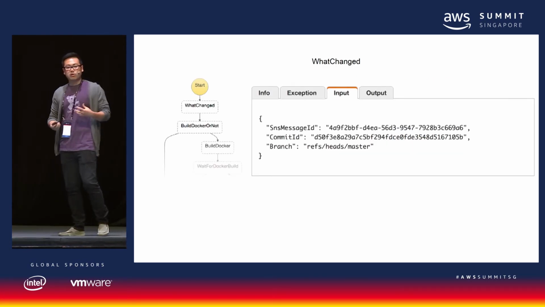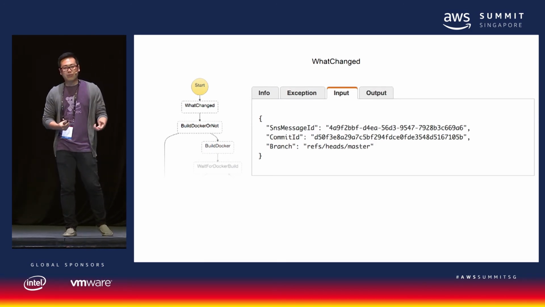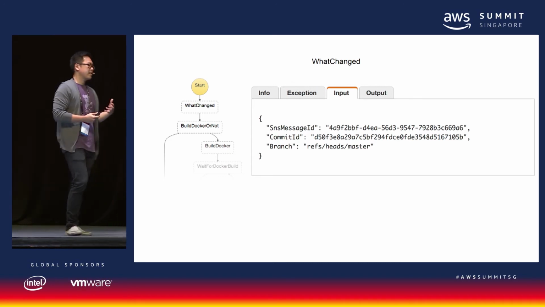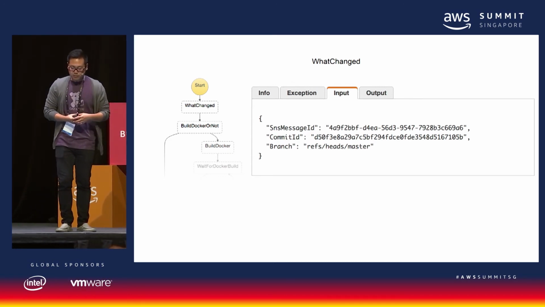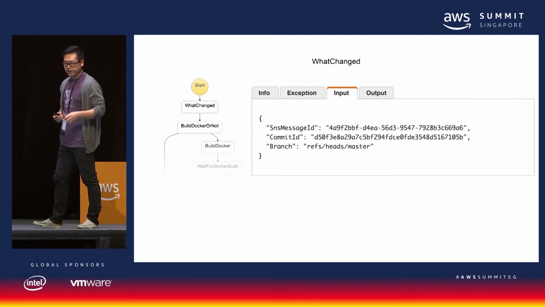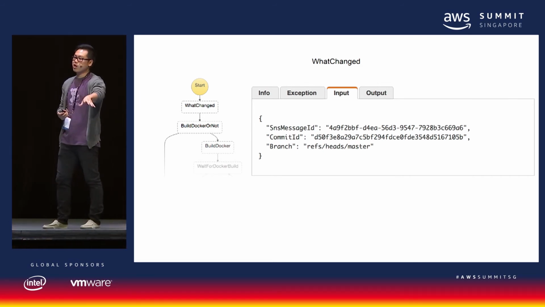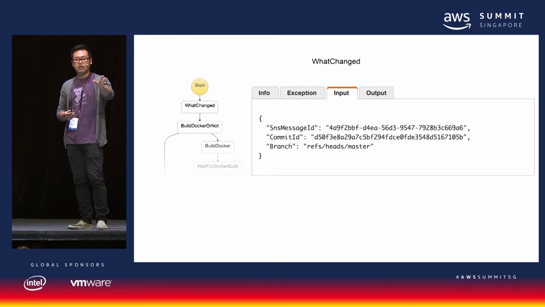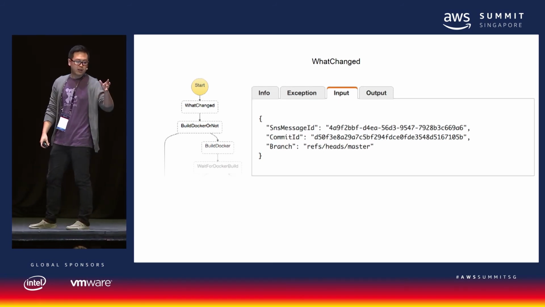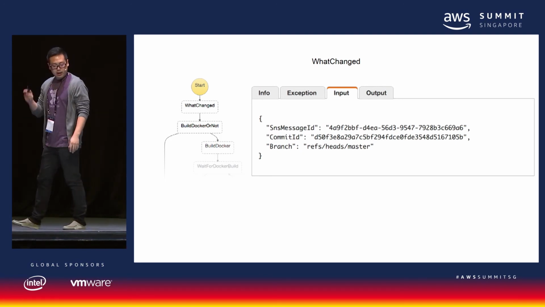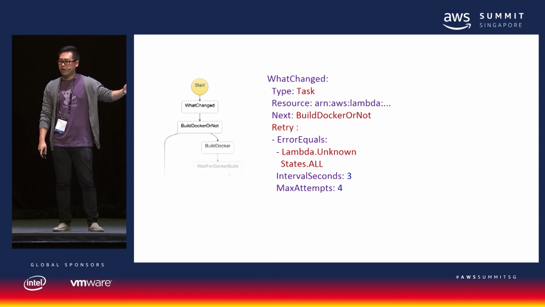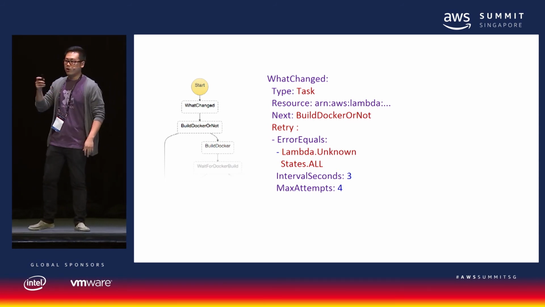So this is where you're going to be able to see what sort of thing you're getting with these inputs and outputs and how you're going to manage this entire flow and what makes step functions so great, because you can actually hold state here. So we have what changed. What changed is taking this input from start step function that actually kicked off the step function here. So it's going to get the SNS message ID, the commit ID, and the branch. And this is what it looks like within the YAML file. Task, which is showing an ARN to a Lambda. Next, we're going to go to build Docker or not.